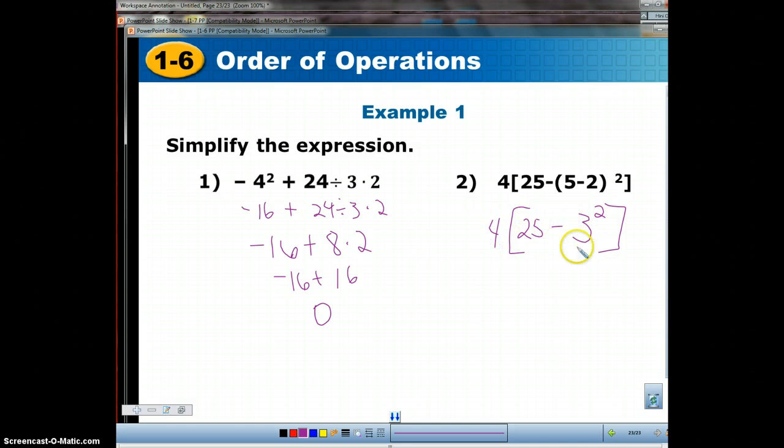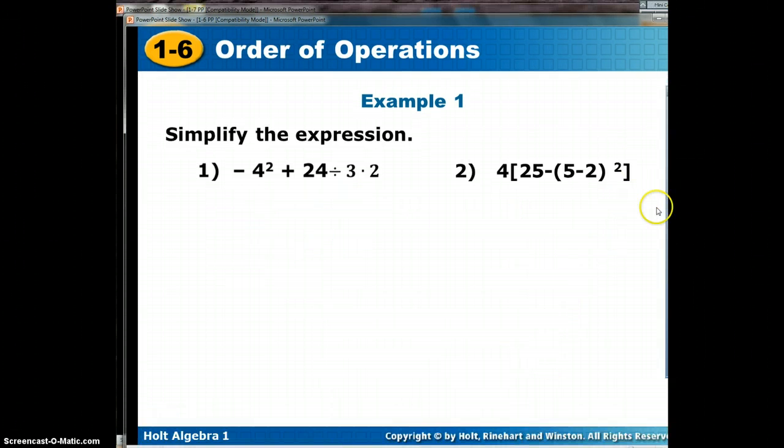I have to do what's inside the brackets first. And when I look at just these things, I have to follow order of operations too. So we're here. 3 squared is 9. This gives me a 25 minus 9. I have to do that before I can deal with the 4. 25 minus 9 is 16. Finally, 4 times 16 is 64. Off we go to the next problem.